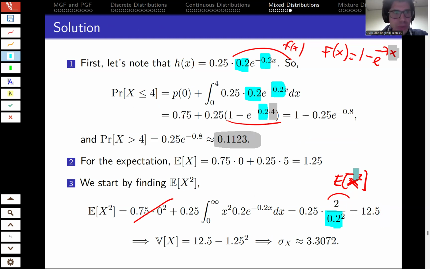You compute this, you get to a nice number. Well, I don't know if this number is nice, but at least it doesn't have too many decimals: 12.5. This is the expected value of x squared. You find the variance easily by taking the expected value of x squared minus the expected value squared. You take the square root of this, and obviously you get the standard deviation, and you are done.